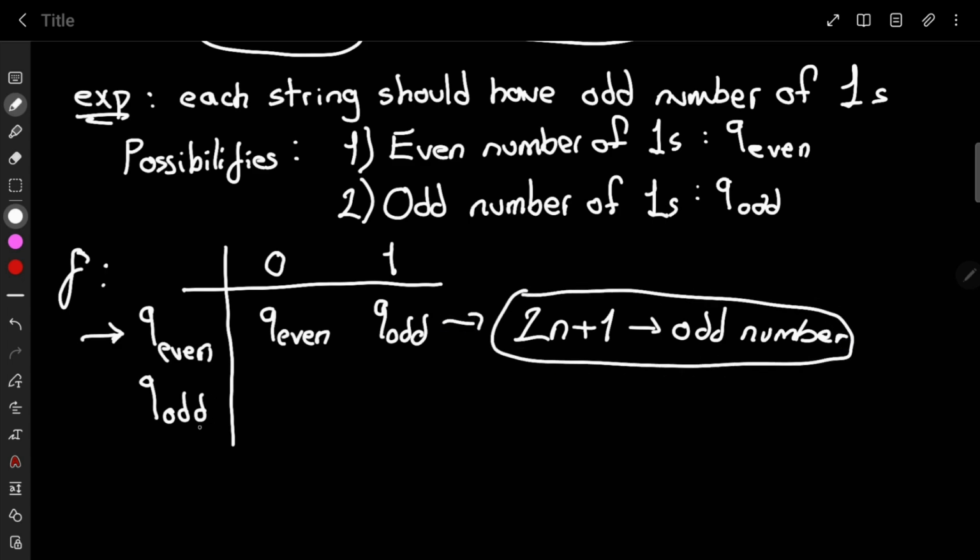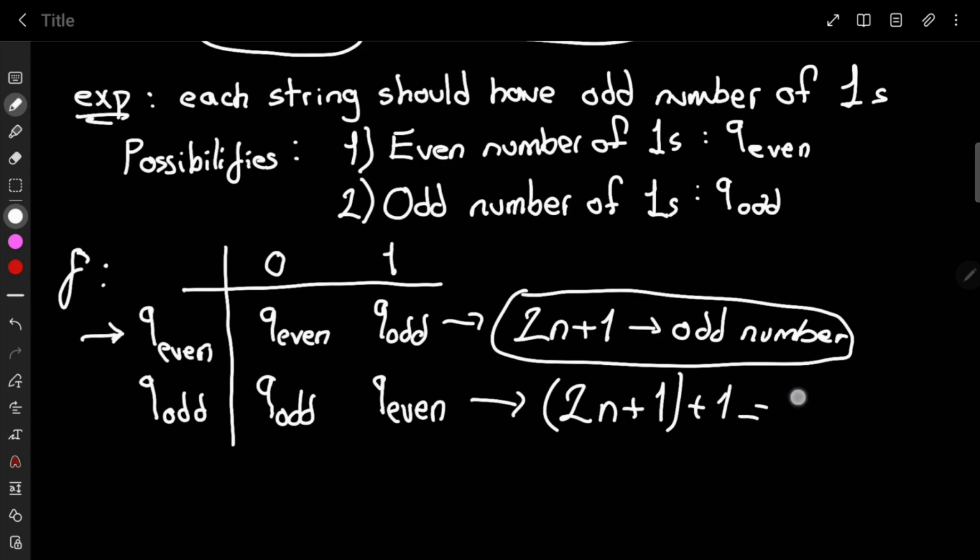If we are at Q odd and we get 0 as an input, it doesn't affect anything. So we will stay at our current state, which is Q odd. But if we are at Q odd and we get 1 as an input, then we will go to the state of Q even. Why? Because 2n plus 1 plus 1, which is 2n plus 2, is an even number.